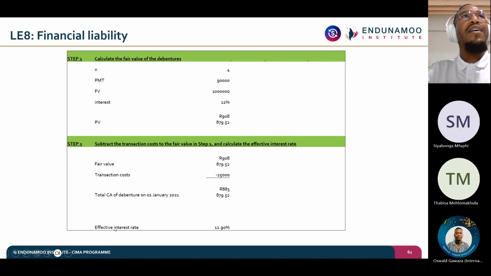Having recalculated the carrying amount of the debentures at initial recognition, we can then calculate the effective interest rate in our financial calculator. So we change the PV to 883,000. And then we let our financial calculator determine the interest rate. The interest rate changes to 12.9%. The effective interest rate is what we will then use to determine the interest for the year.